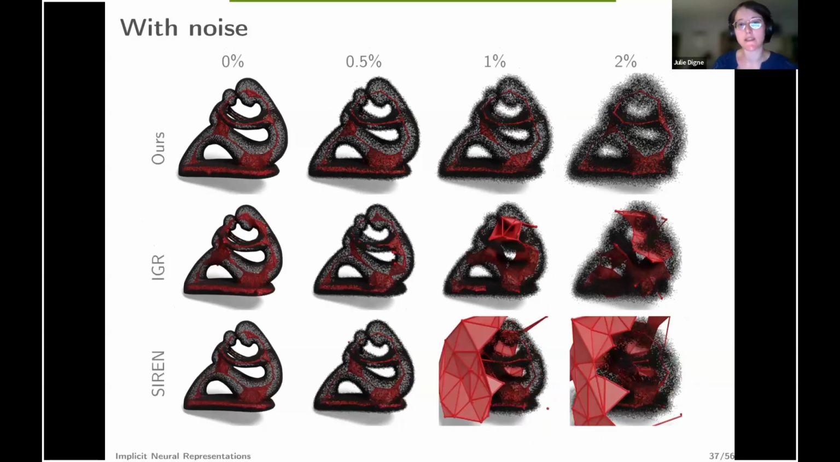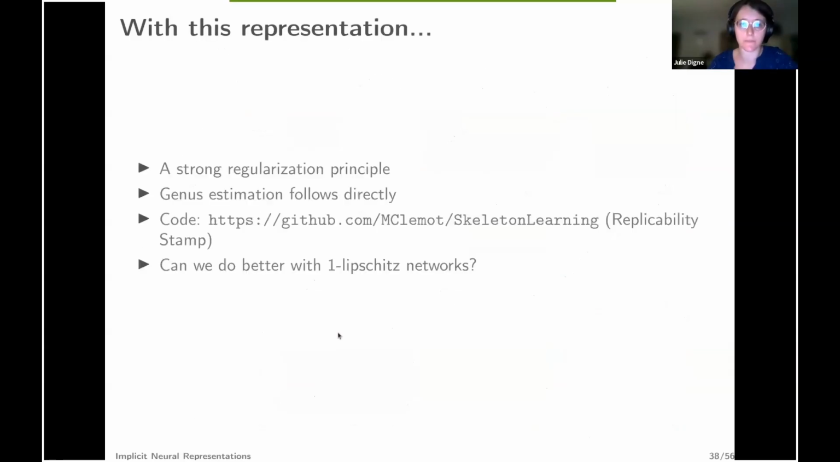And if you do the same comparison with other types of implicit neural representation, you see that it works not so well with noise. Also, it works very well for low amounts of noise.